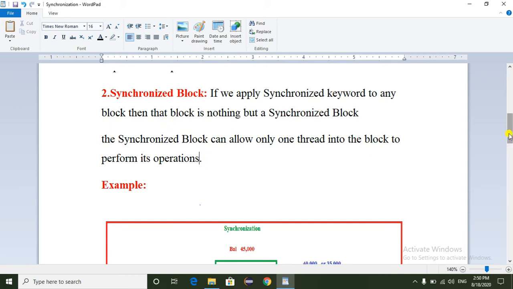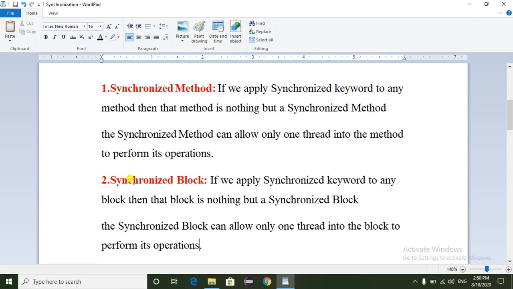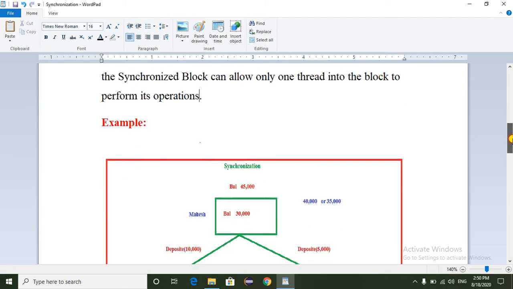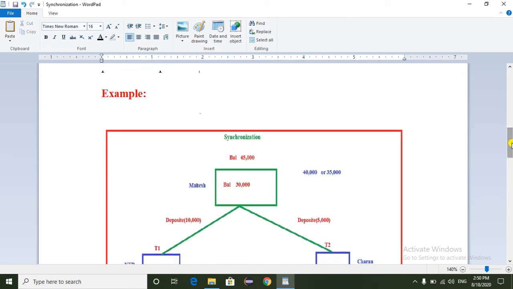So we already have a synchronized method. Why do we go for a synchronized block? If a method contains 100 lines of code, but I don't want to apply synchronization to all 100 lines, I want to apply it to only 10 lines of code, then at that time we can go for the synchronized block. That means instead of applying synchronization to the whole method, we use a synchronized block and apply synchronization to a few lines of Java source code.